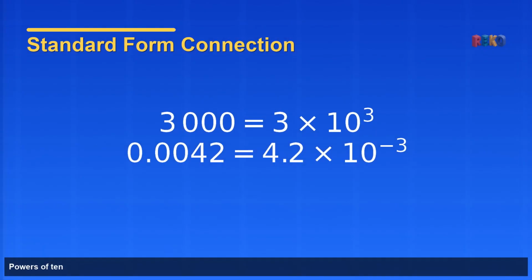Powers of 10 allow us to express very large or small numbers in scientific notation. 3000 becomes 3 times 10 cubed, and 0.0042 becomes 4.2 times 10 to the minus 3.